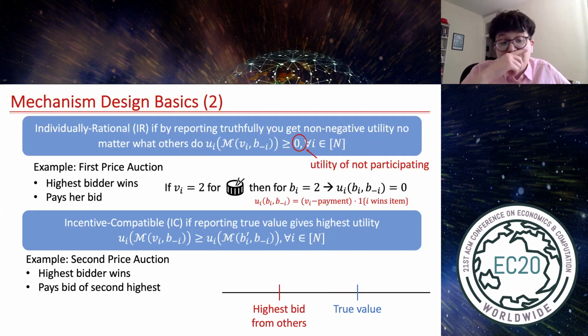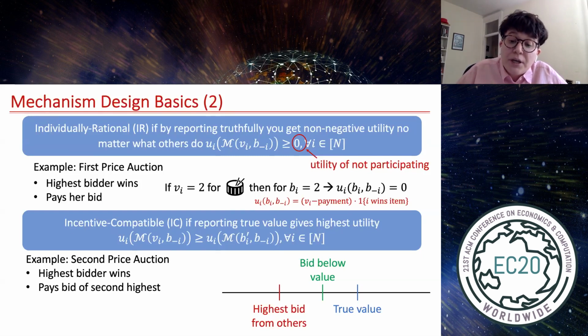Now, let's think about another example auction, the second price auction, in which the allocation rule is that the highest bidder wins and the payment rule is that they pay the second highest bid. So what can happen in this case? Well, assume that your true value is this blue line here. And let's see what can happen if you try to misreport below your true value. If you misreport below your true value and you're still above the second highest bid, then you still win the item, but you pay exactly the same amount as you would have paid. So your utility remains the same.